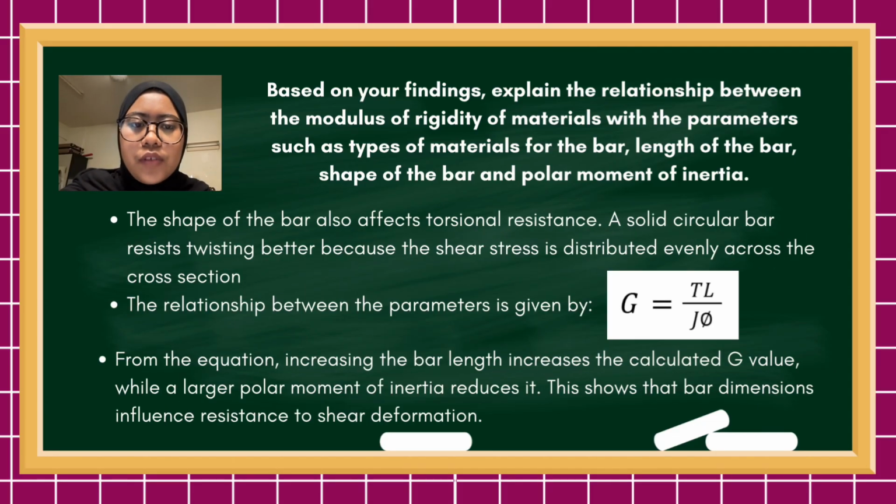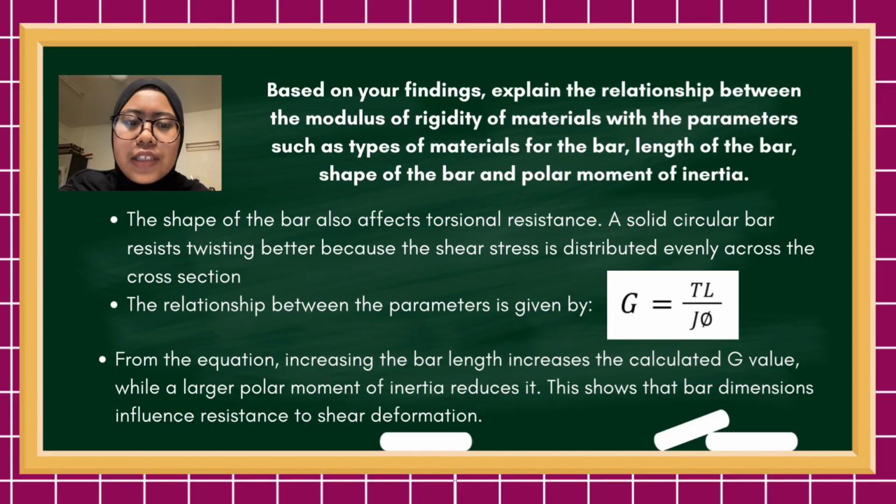load. The shape of the bar also affects torsional resistance. A solid circular bar provides better resistance to twisting compared to other shapes because the shear stress is distributed more evenly across the cross-section. The relationship between parameters is given by θ = TL/GJ, where θ is the angle of twist.